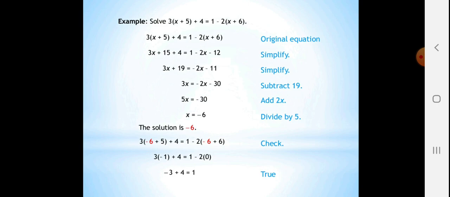So I'll multiply the bracket with 3. 3x plus 15 plus 4 is equals to 1 minus 2x minus 12. So here I have multiplied 3 by x, which is 3x. 3 5s are 15 plus 4 is equals to 1 minus 2 into x, 2x. 2 6s are 12, minus 12.